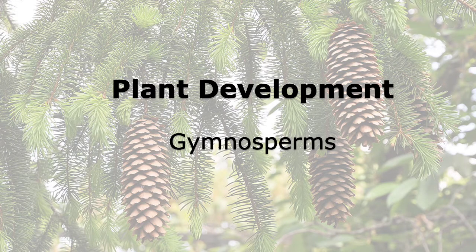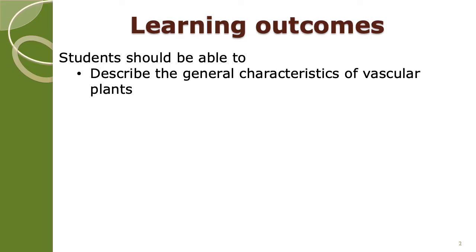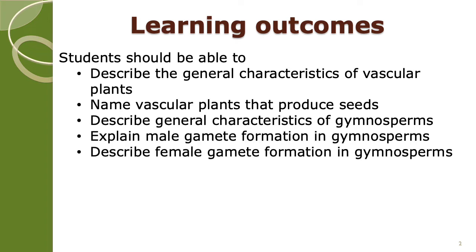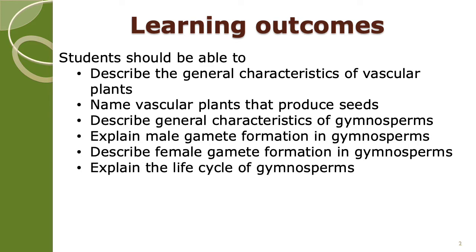Gymnosperms are vascular plants that produce seeds, but they don't produce fruits. In this talk, we're going to learn about the general characteristics of vascular plants and know the names of different vascular plants as well as their general characteristics. We will then focus on gymnosperms and learn about the reproductive cycle of gymnosperms as well as the life cycle of gymnosperms.